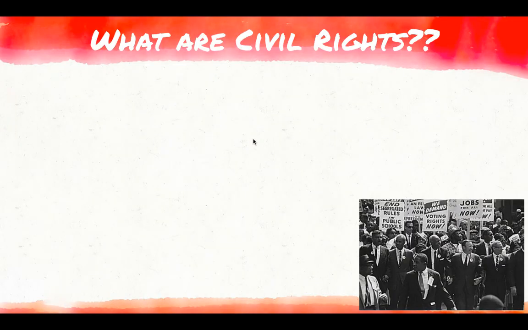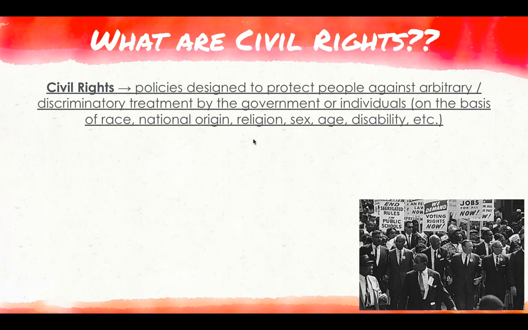So let's start with basics in terms of civil rights. Civil rights are policies designed to protect people against arbitrary and discriminatory treatment by the government or individuals on the basis of race, national origin, religion, sex, age, disability, etc. So that is a very long list, right? Essentially what that means is everyone has to be treated, by law, equal to one another, right? You cannot be treated differently because you are a part of a specific group.